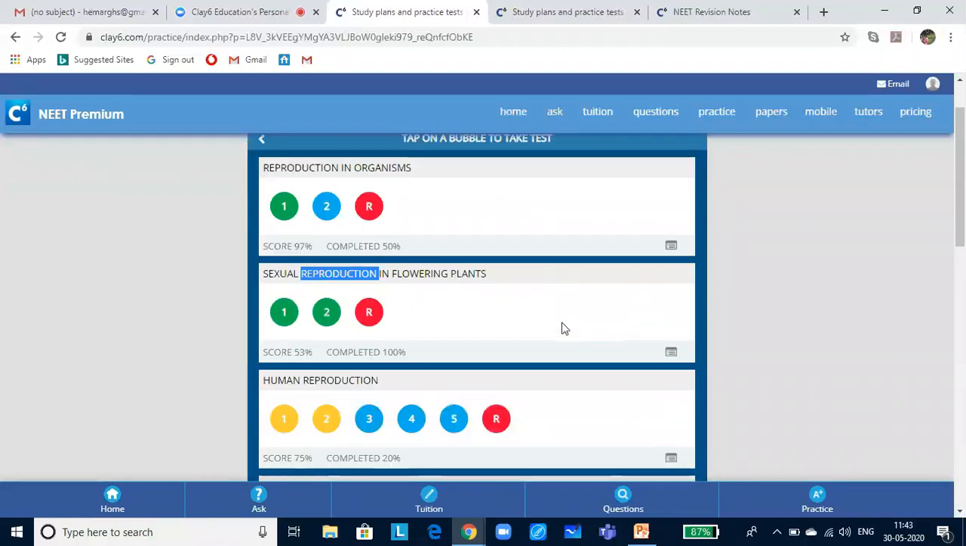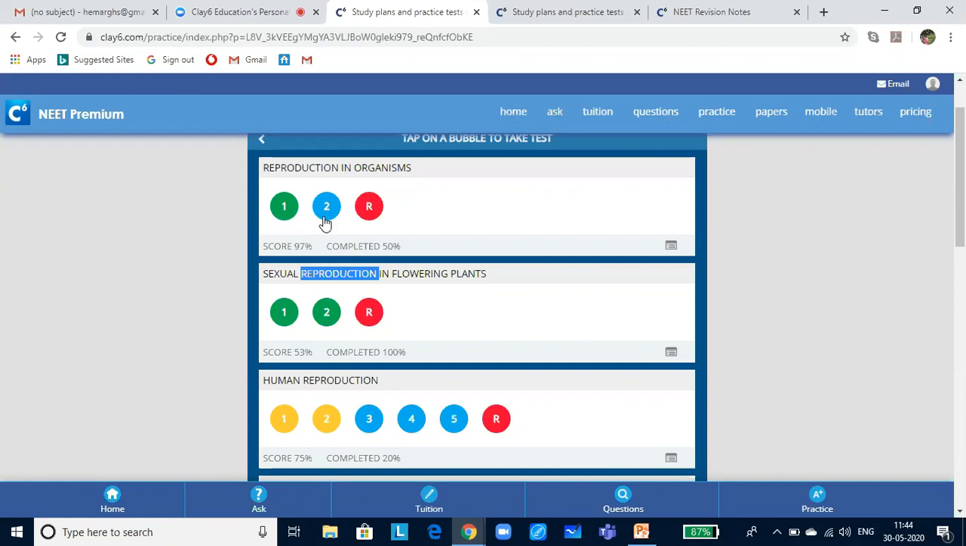Now, if you look at the bubbles here, you will find different colored bubbles. Each bubble indicates a particular parameter, and each bubble is a test. A green bubble means you have already completed the test, but you can always revisit the test and do it any number of times for the sake of revision or to improve your scores.